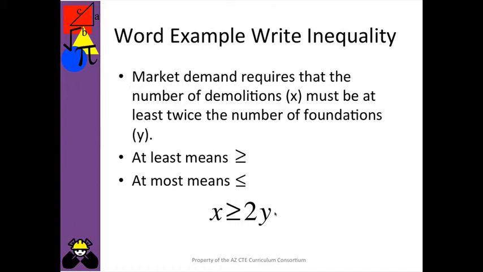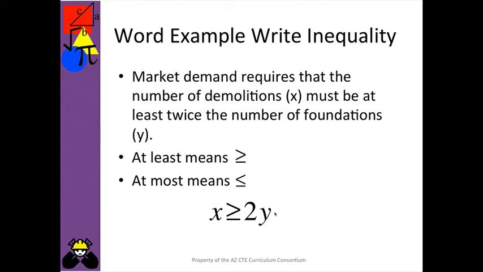So here we're going to write the inequality. Market demand requires that the number of demolitions X must be at least. At least means greater than or equal to. At most means less than or equal to. So please add that to your note taker. And then it said the number of demolitions X must be at least, greater than or equal to, twice the number of foundations. So that would be 2y. So let's see if you can graph this on your note taker. You can work with your partner if you wish to, and we'll see what you come up with.